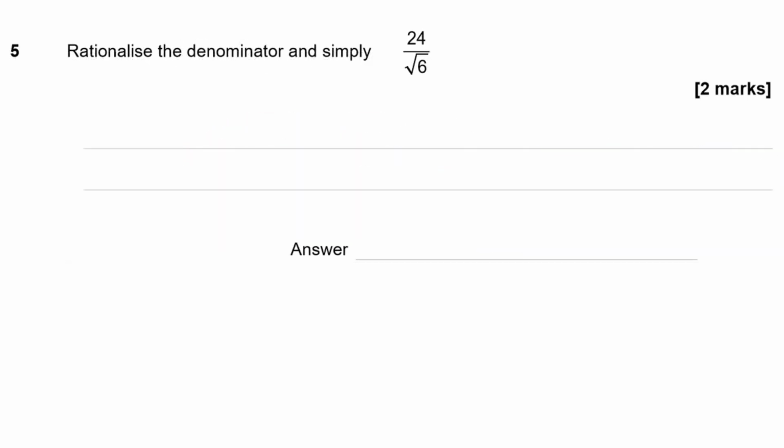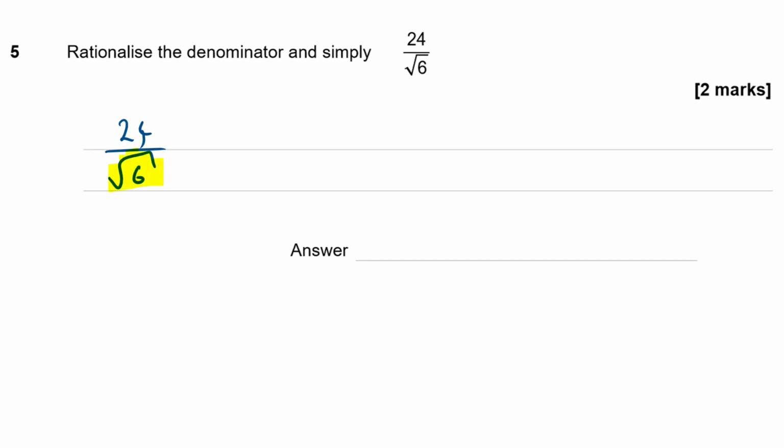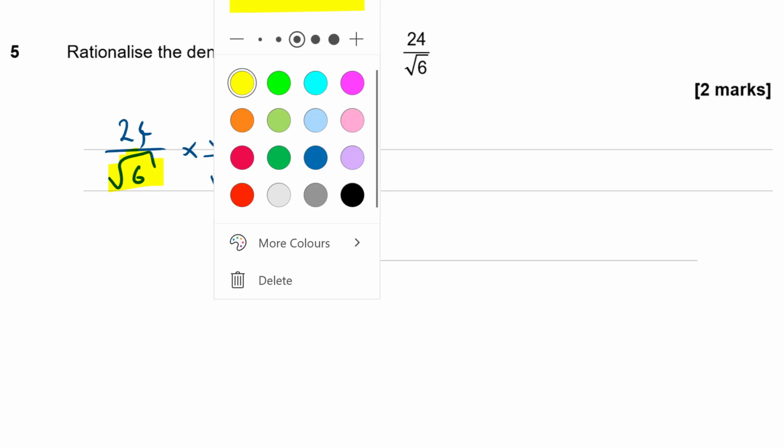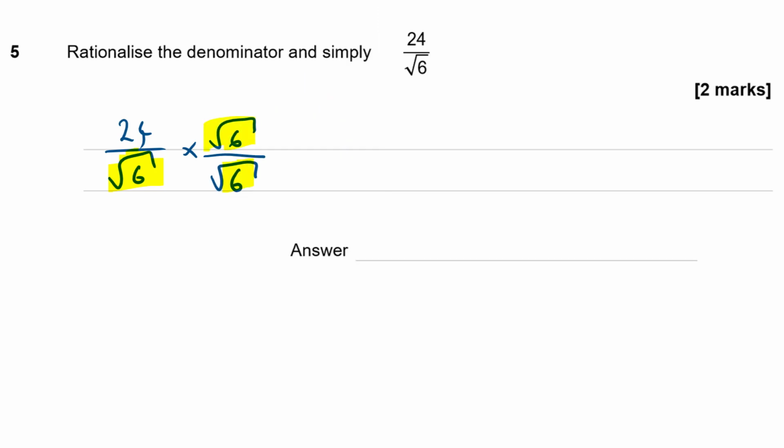Question 5. Rationalise the denominator and simplify. So if I've got 24 over root 6, now the way to rationalise a denominator is to take this surd denominator and then multiply your number through by that same value divided by that same value. So you'll see that that's also root 6 over root 6. So I just take that denominator and I multiply top and bottom through by it. Now root 6 divided by root 6 is 1. So multiplying through by 1 is not going to change my value, but it will change its form.